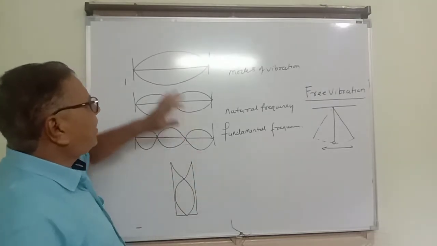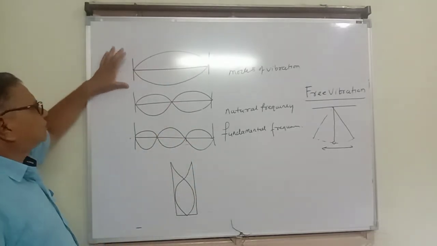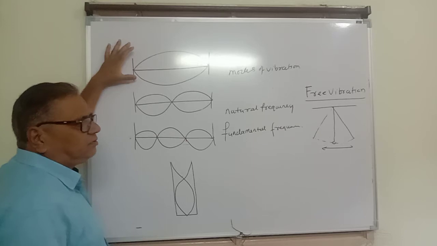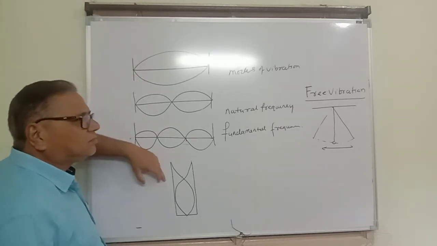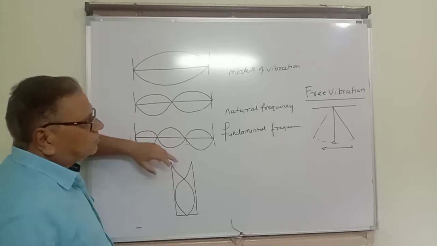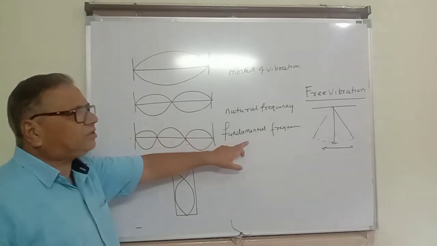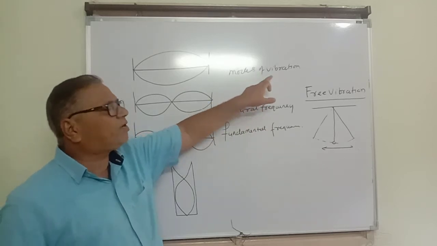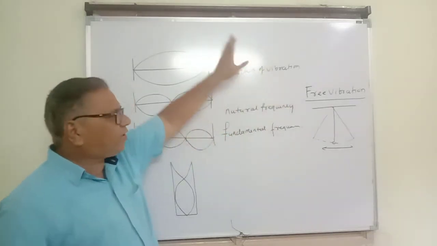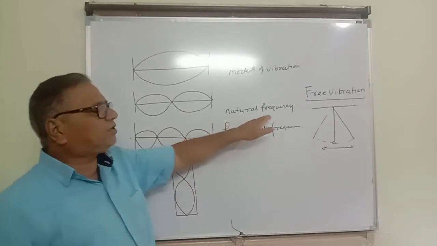The minimum frequency which is produced in the string or in the air column is called fundamental frequency, and the vibration is called fundamental mode of vibration, and the frequencies produced are called natural frequencies.